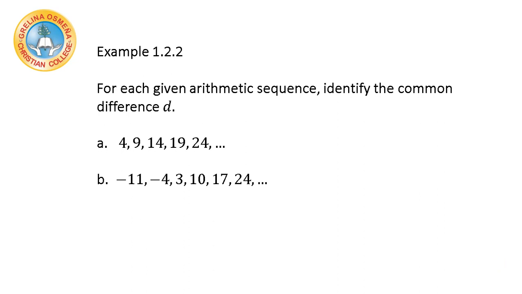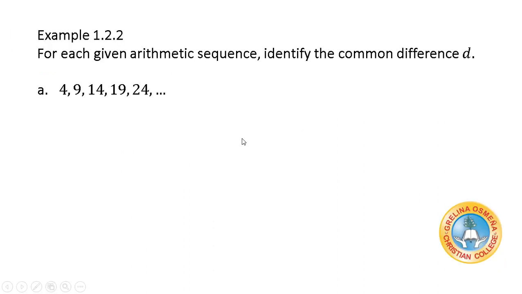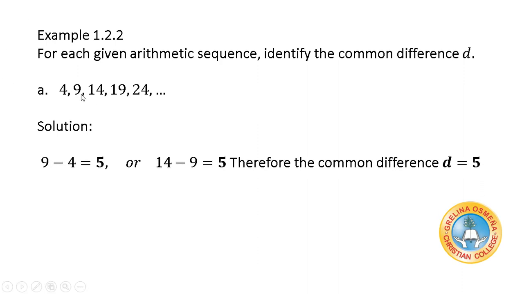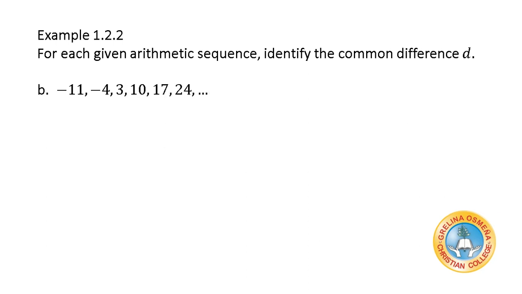Example number 1.2.2, for each given arithmetic sequence, identify the common difference d. So A, 4, 9, 14, 19, 24. How to know unsa ang ilang common difference? So we have subtraction lang. 9 minus 4, that's 5. And this is also true with 14 minus 9, that's 5. 19 minus 14 is 5. 24 minus 19 is also 5. So therefore, the common difference is 5, positive 5.